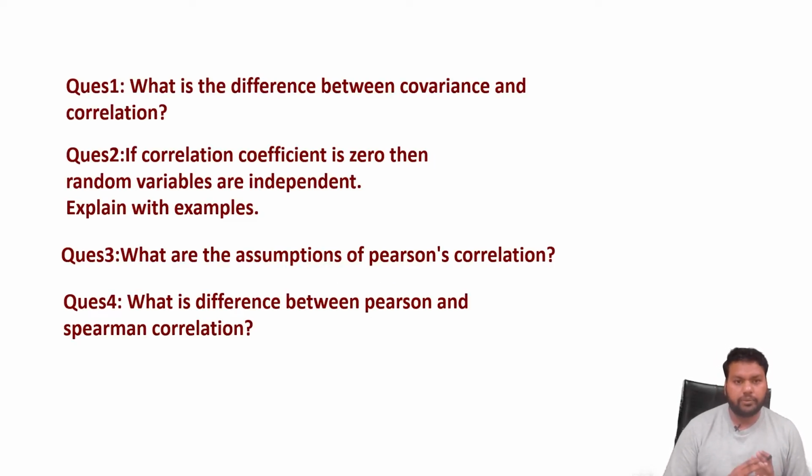Before going into the video, let me show you the questions we're going to discuss. Question number 1: what is the difference between covariance and correlation? This question is mostly asked in data science interviews. Then there is a famous statement: if the correlation coefficient is 0, then the random variables are independent. In some interviews they ask you for examples. Question number 3: what are the assumptions of Pearson correlation? And question number 4: what is the difference between Pearson and Spearman correlation? These 4 questions we're going to cover in today's video.